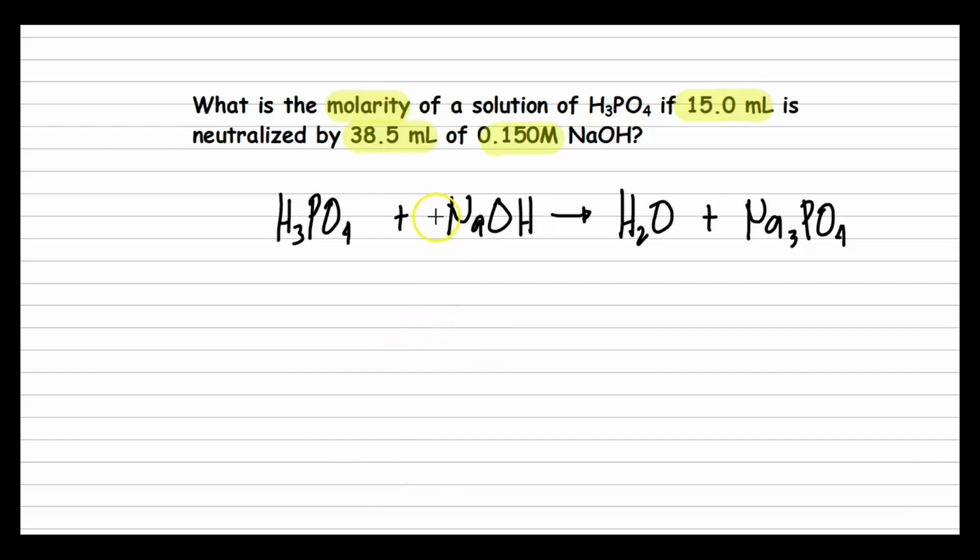So the balanced form is 1, 3, 3, and 1. And if you did your calculation, you should end up with 0.128 mole per liter as the concentration of H3PO4.